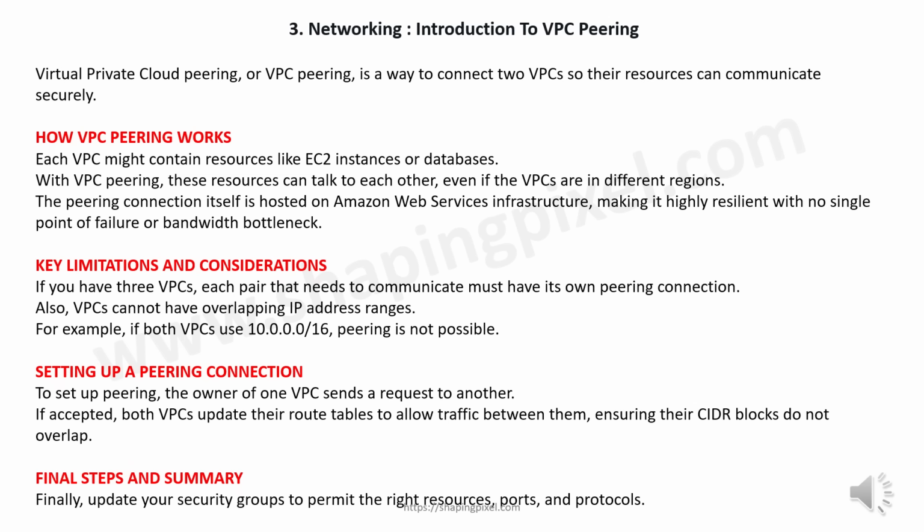Also, VPCs cannot have overlapping IP address ranges. For example, if both VPCs use 10.0.0.0/16, peering is not possible.